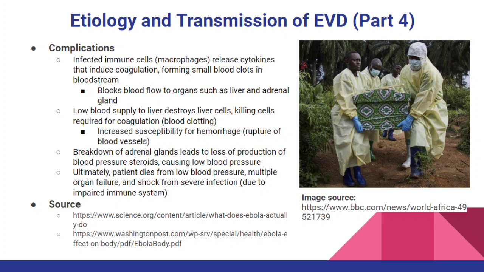In addition, loss of oxygen to the adrenal gland affects the production of blood pressure steroids. So if the adrenal gland is not given enough oxygen, it cannot produce these steroids. As such, the body would not be able to control blood pressure, leading to a drastic reduction in blood pressure. Ultimately, it would be the case that the patient dies from a combination of low blood pressure, multiple organ failure, and shock from infection. An infection can happen since the immune system was severely compromised due to Ebola.